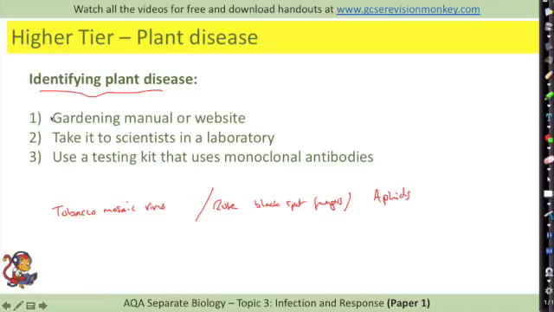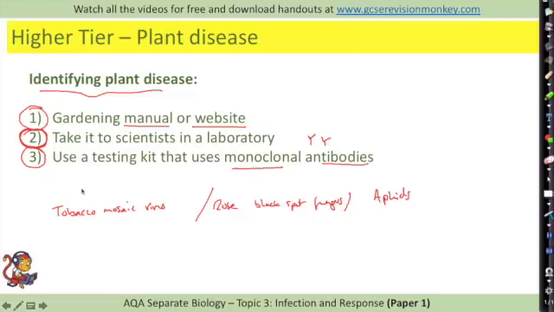There are 3 ways that you could do that. You could use a gardening manual or a website, have a look through the symptoms and try and work out what disease the plant might be suffering with. You could take it to scientists in a laboratory, plant biologists, and ask them to help you identify the disease. Or linking in with monoclonal antibodies, there are testing kits available that have specific antibodies which will help you positively identify the disease that the plant is suffering with.